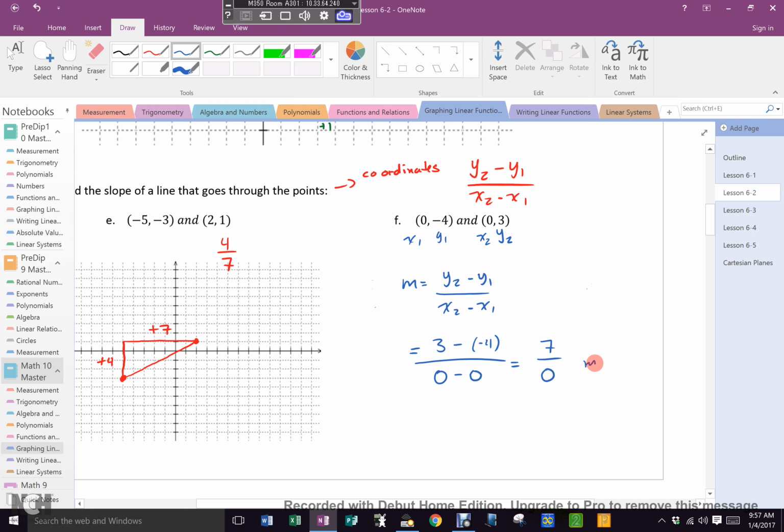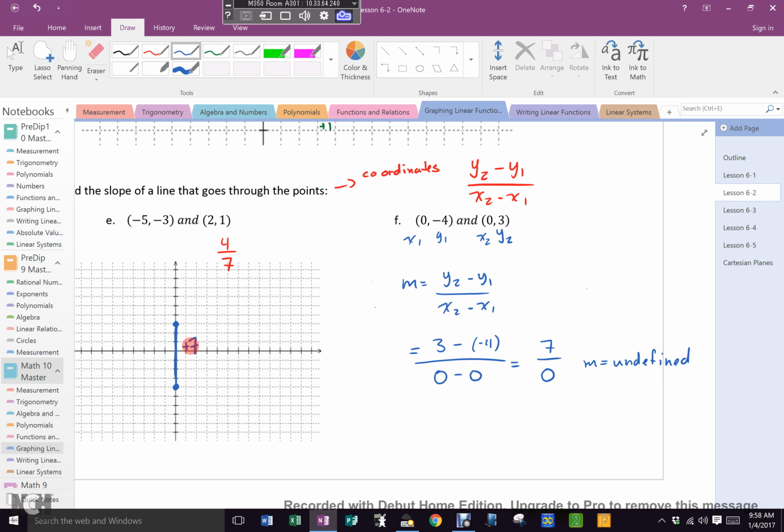So this slope is what we call undefined because it's straight up and down. Now, if I put it on the graph, I've got a graph right here. I'm just going to show you 0, -4, 1, 2, 3, 4, right there. 0, 3, 1, 2, 3. You can see I've got a rise of 7, but no run, making it an infinite slope because you can't ski down it because it's falling.